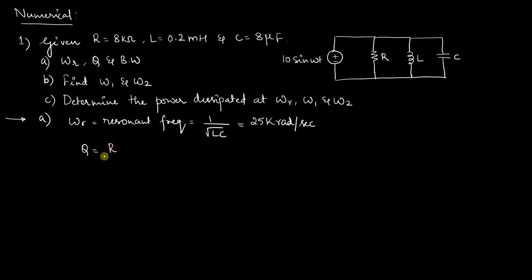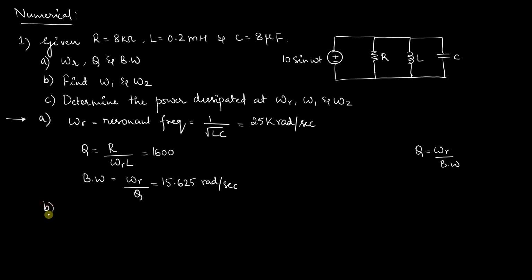Let me write it as R divided by omega R L. 1600 is the value and there is no unit for this. The bandwidth is computed as, if you remember, quality factor or selectivity is equal to resonant frequency divided by bandwidth. I can rearrange this equation and write this as resonant frequency divided by quality factor. 15.625, and the unit will be radians per second. That's because the resonant frequency we have computed in radians, so it's radians per second.